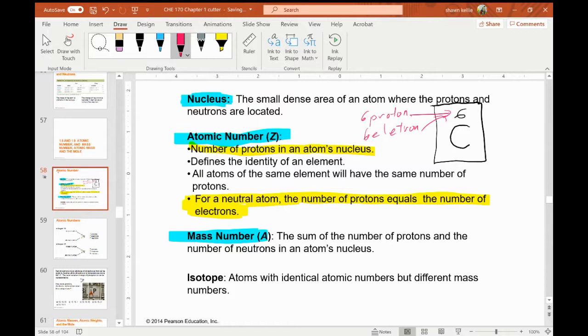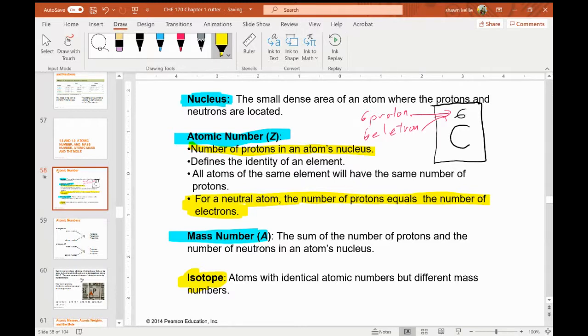The other number that we use to describe the nucleus of a particular nuclide is the mass number. Mass number does not appear on the periodic table. Mass number is the sum of the number of protons and the number of neutrons in a particular atom's nucleus. Atoms of the same element can have different mass numbers. When atoms of the same element have different mass numbers, they're referred to as isotopes. So isotopes would have the same number of protons, but a different number of neutrons.